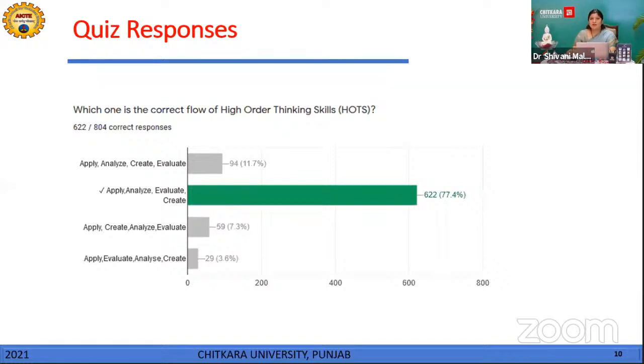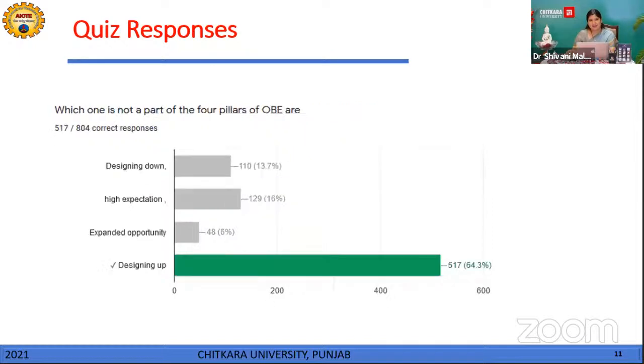Okay, so we are left with certain of these questions which were asked in yesterday's quiz. Which one is the correct flow of HOTS, that is higher order thinking skills? So apply, analyze, evaluate, and create is the right order for the HOT skills.